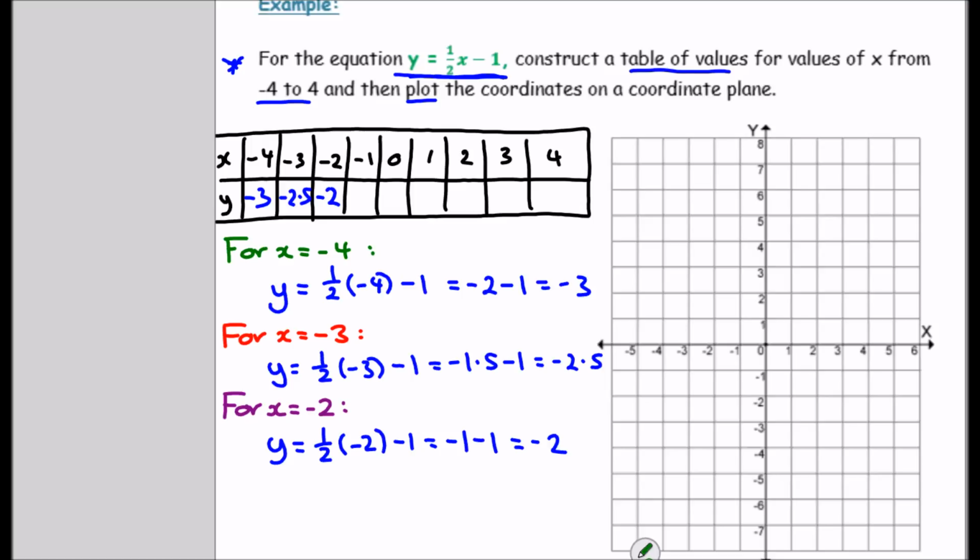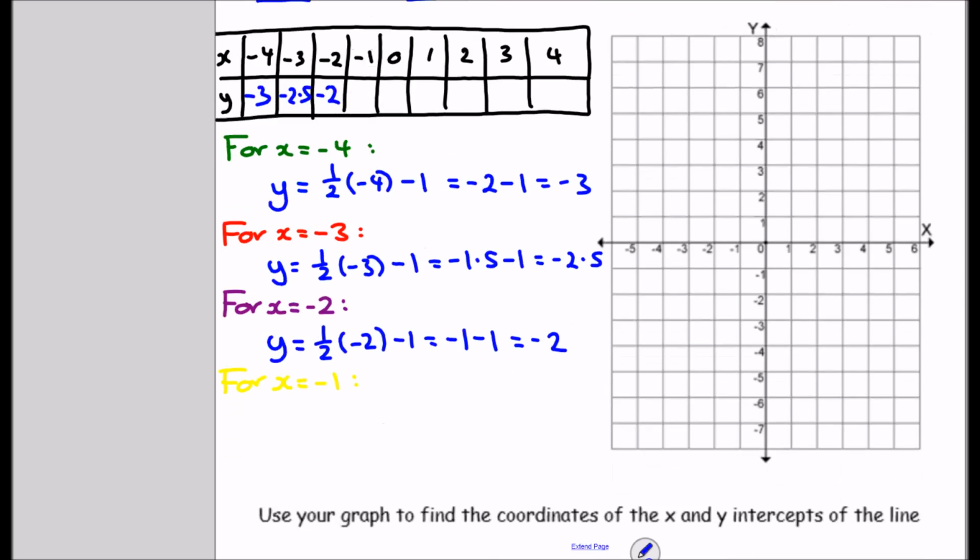Then for x is negative 1, let's just do one more substitution step. For x equals negative 1, what do we have? Y equals half negative 1 minus 1. Half of negative 1 is negative 0.5. Subtract 1 equals, I think what it is, negative 1.5. So you might see a little pattern.